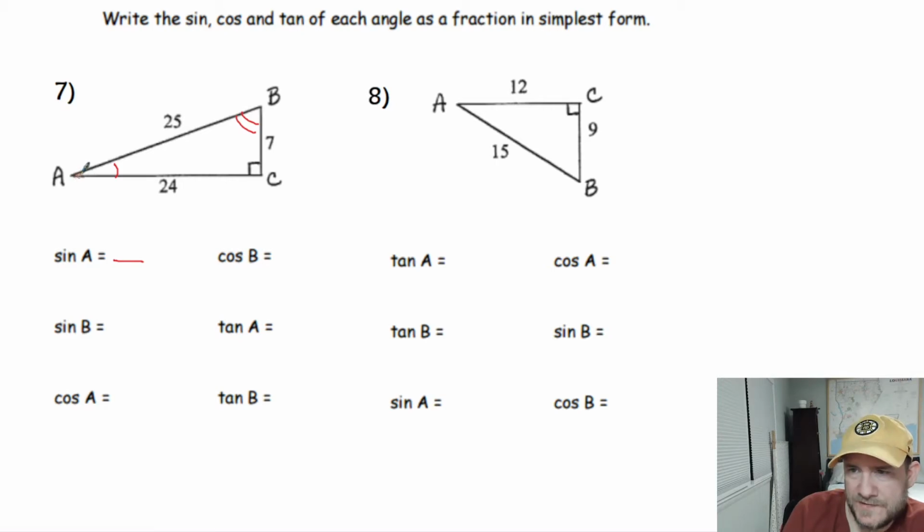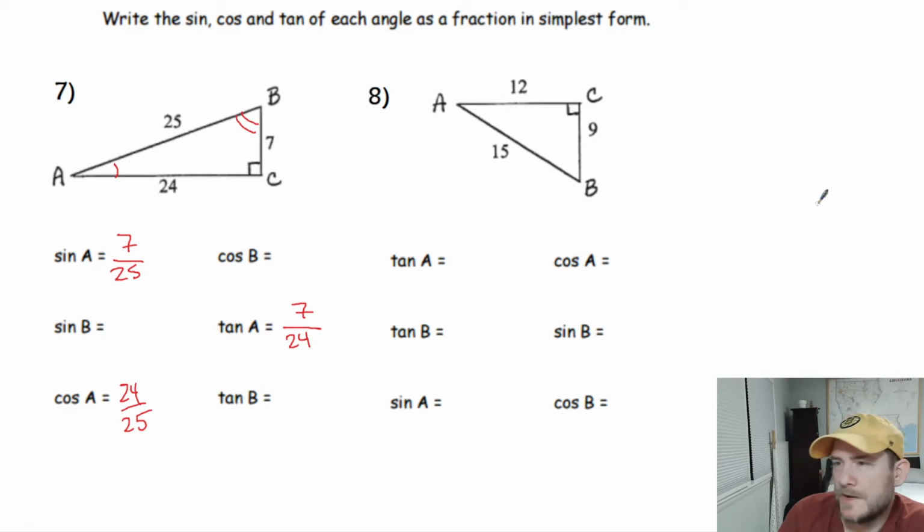So for A, sine, we know we want opposite over hypotenuse, so 7/25. Now for tangent of A, I'm going to stick with A. We want opposite over adjacent, so 7/24. And then cosine of A would be the adjacent over the hypotenuse, so 24/25.